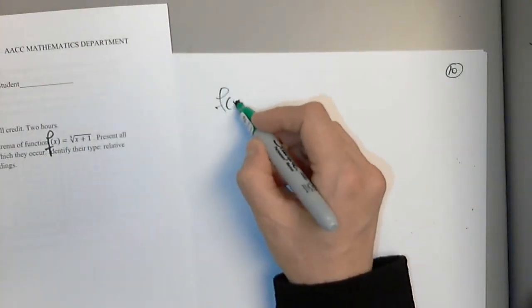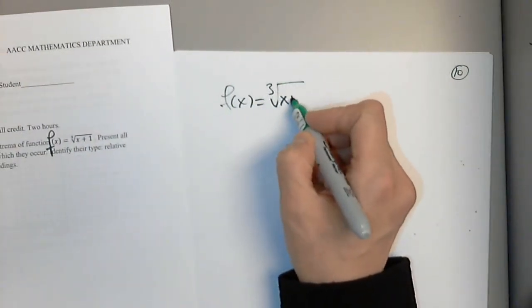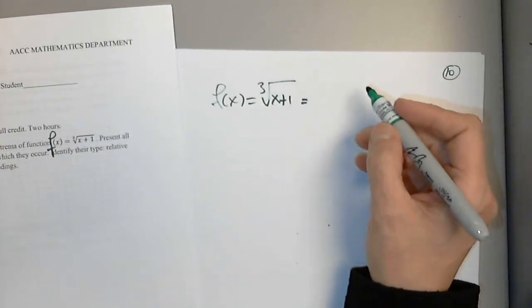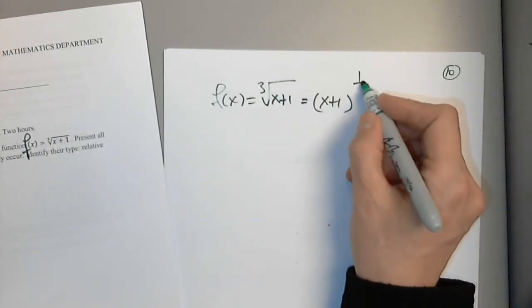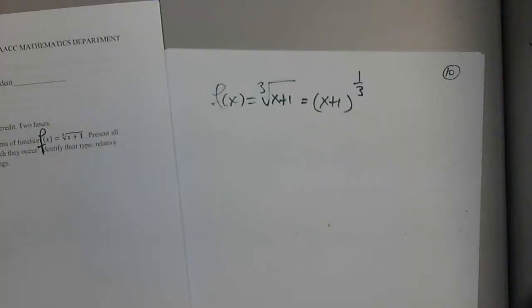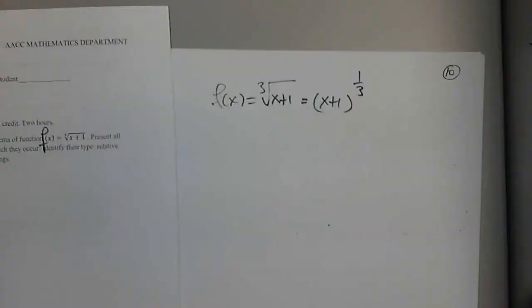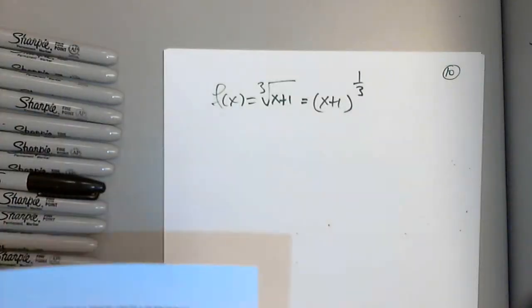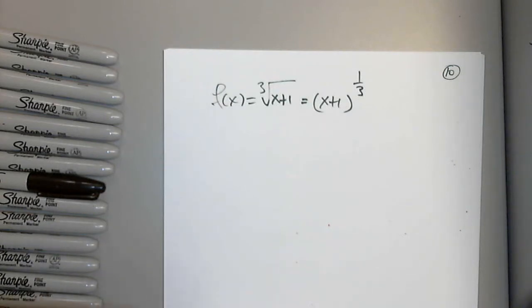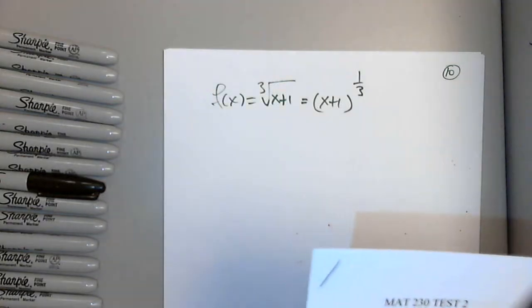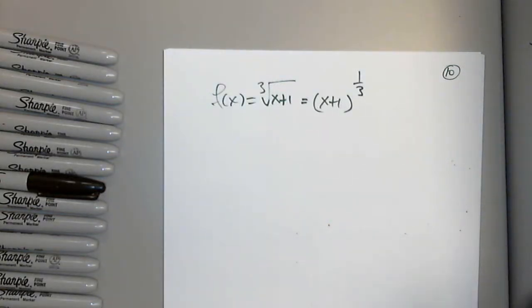So we're given f of x, which is the cube root of x plus 1. Sometimes I may need it as (x plus 1) to the 1/3. I don't know, it depends on what I'm asked to do, but always keep that option in mind. Okay, find the relative extrema, which means max and min. Present all extrema and the x values at which they occur. Identify their type, relative max or min, and explain the findings.